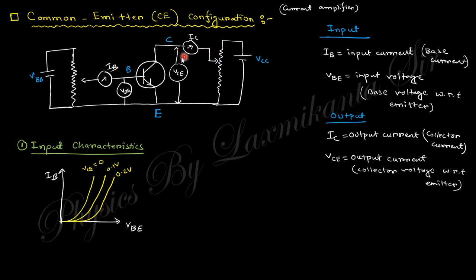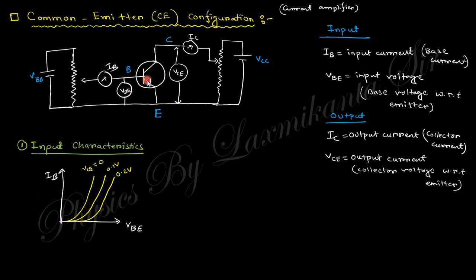The potentiometer, or the pot, actually helps to change this voltage. The variation of the voltage of these two regions will be controlled by these two potentiometers, and accordingly the current will be changed here. Because the emitter is common between input and output, you can say this is a common emitter circuit. For this circuit, the inputs are these two things and the outputs are these two things. The input characteristic means the input voltage versus input current.